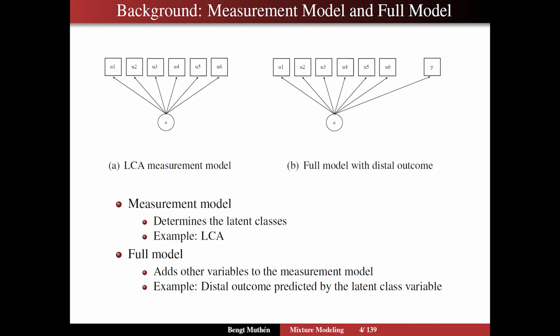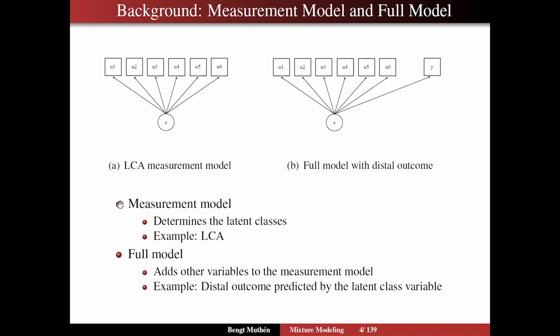And the full model is the model that we're really interested in ultimately, and it adds to those 6 indicators a further variable, it could be several variables, in this case designated by y. So y is considered a distal outcome. It's a variable that's predicted by the latent class variable.